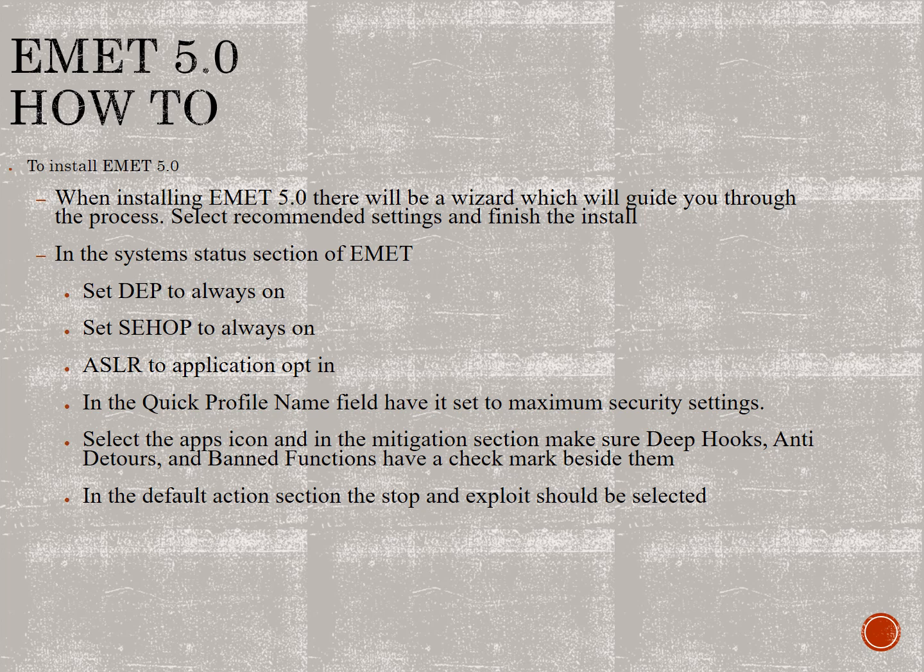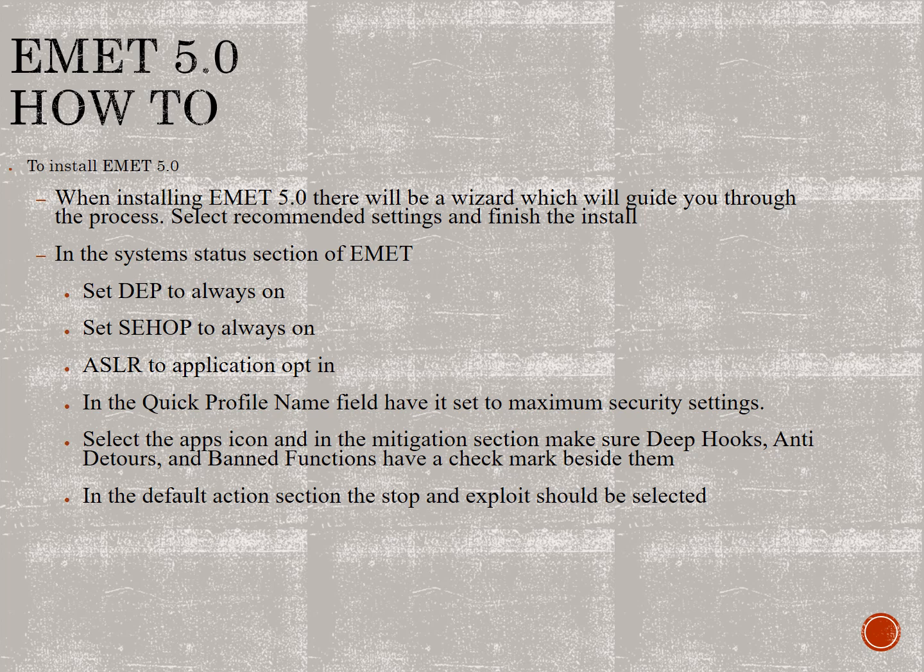Select the Apps icon, which will be in the upper left-hand corner. In the mitigation section, this will actually be in the upper right-hand corner of the Apps page. So you're going to select the Apps icon that's going to a new field. In the mitigation section, up on the top right, make sure Deep Hooks, Anti Detours, and Banned Functions have a check mark beside them in that little box.